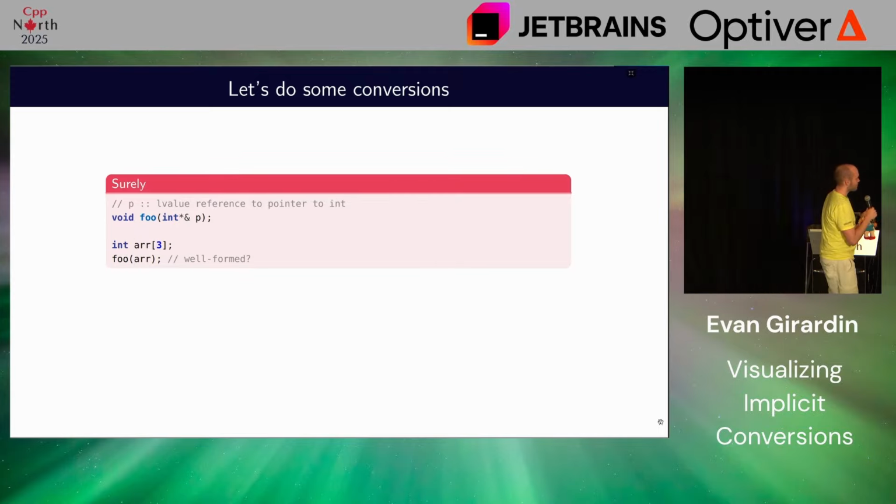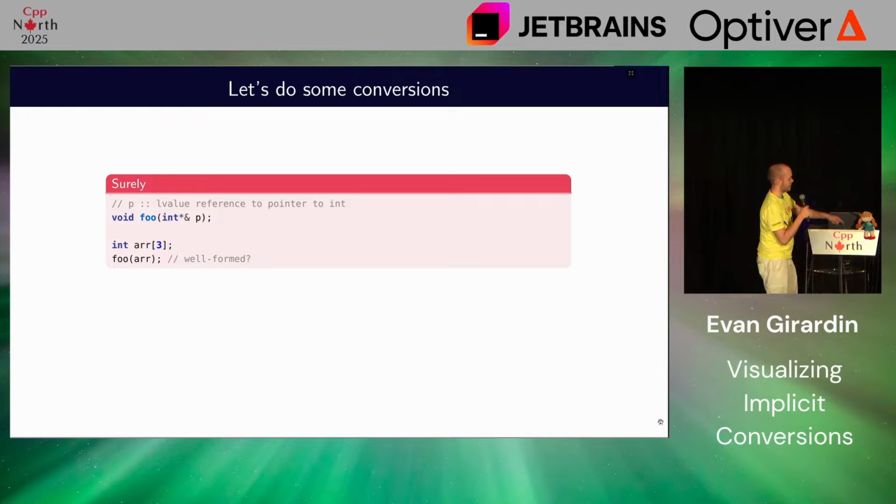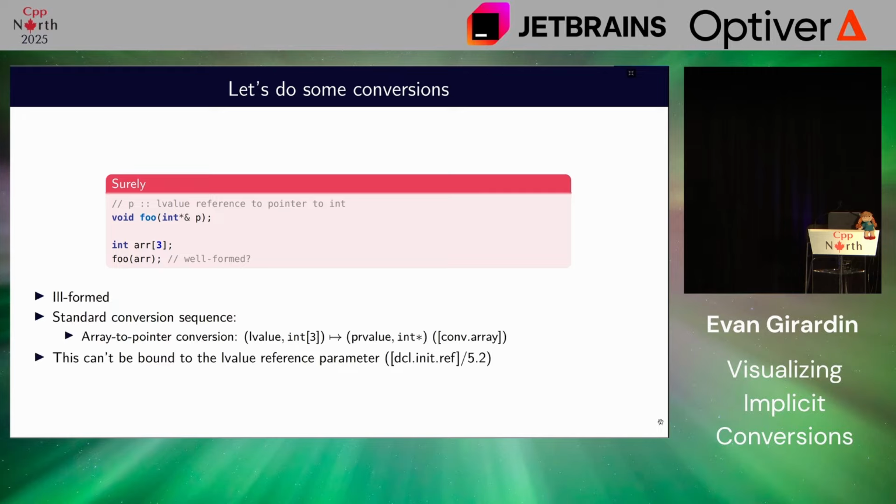Okay, here's another one. foo is a function that takes a parameter p, an lvalue reference to pointer to int, and we're passing it an array of length 3. Surely this compiles. Raise your hand if you think it compiles. It does not compile. The standard conversion sequence that's followed here is an array-to-pointer conversion, which turns the lvalue of type int[3] into a prvalue of type int*, and you can't bind a prvalue to an lvalue reference, so it's over.